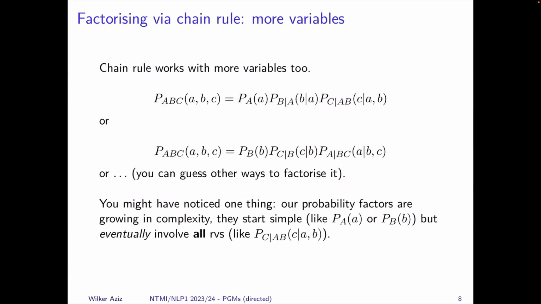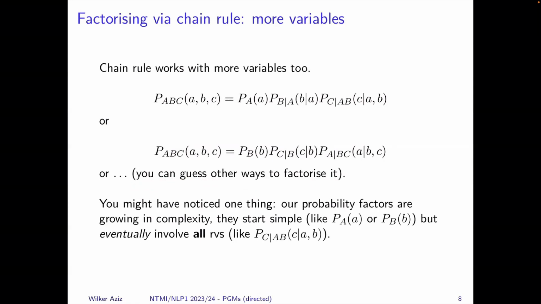The chain rule applies to more variables. It's basically a generalization where you are iteratively introducing variables that are there in the joint distribution. And each time you introduce one, you condition on the ones that have already been introduced. So if I have a joint distribution over three variables, I might start with P(A), then introduce B given A, and then introduce C given A and B. I might have chosen a different way to introduce the random variables. And you can guess that there are other ways to factorize this, because I could start from C, for example.